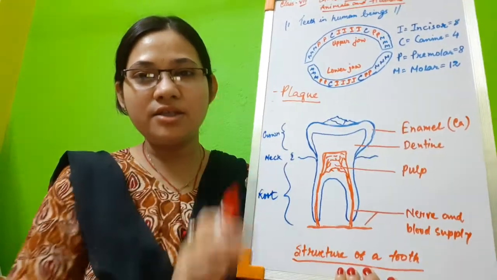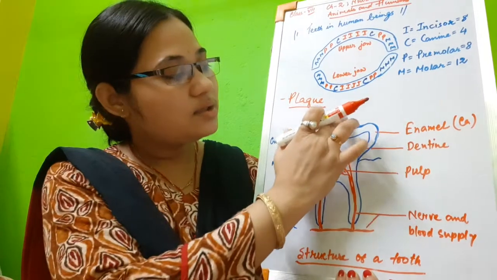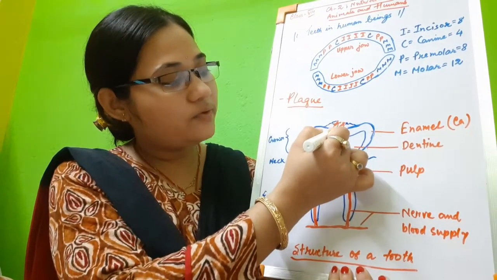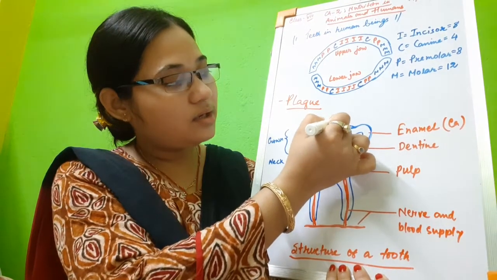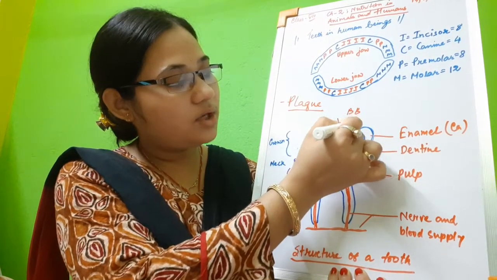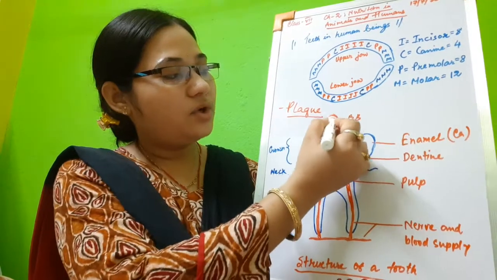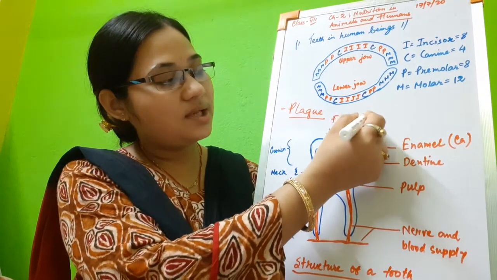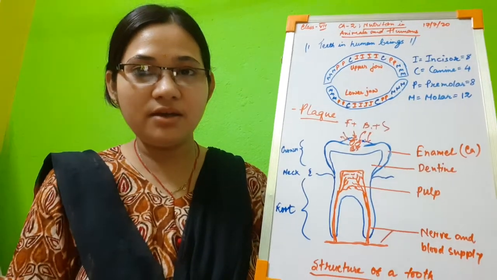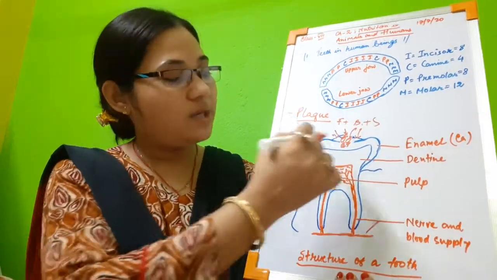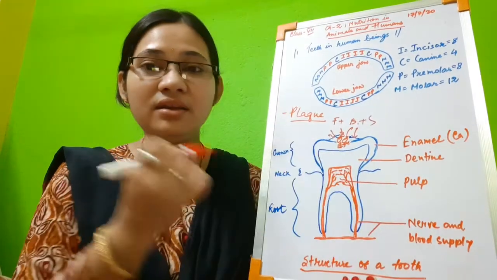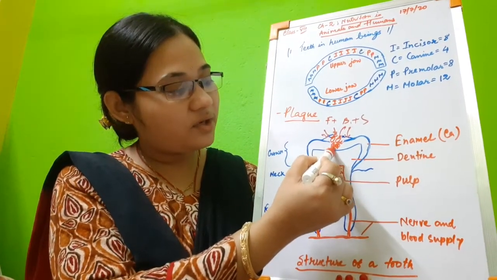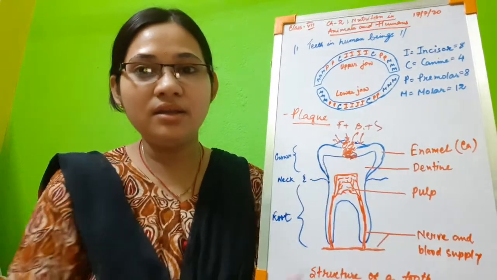Now what happens when sticky or starchy food is present? Suppose some sticky starchy food is present here. Now what will happen? Bacteria will work on this food. Then the food plus bacteria plus saliva, after a long time, will start decaying the enamel. Slowly the enamel will decay, then after a few days the dentine will decay in this manner.